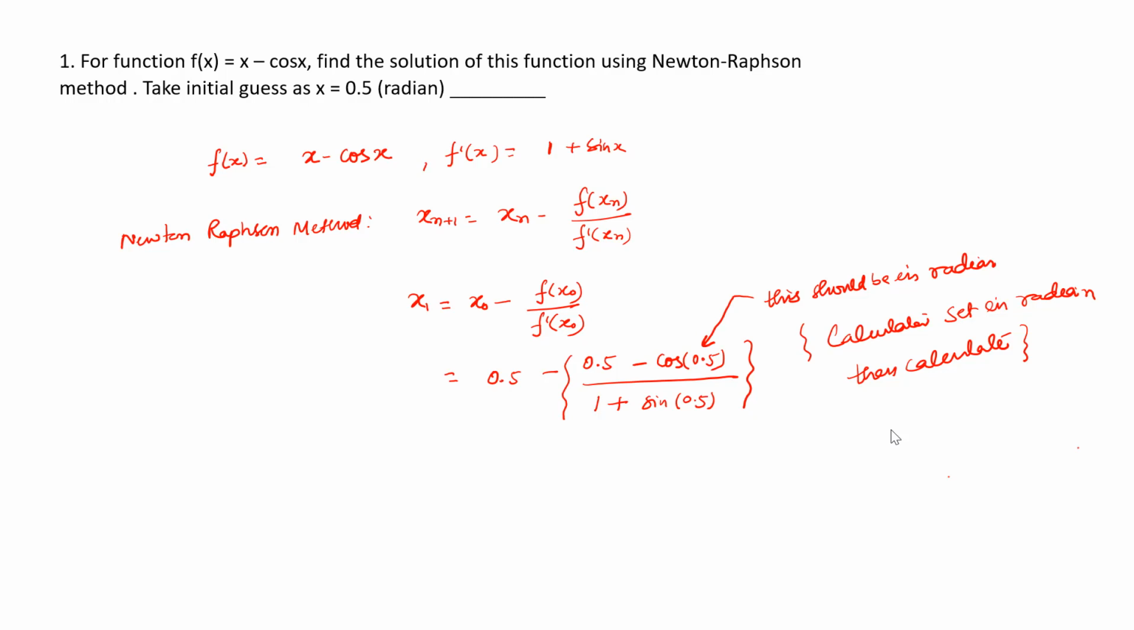According to the Newton-Raphson method, x(n+1) = xn - f(xn) divided by f'(xn). This is the formula which I have put here. While doing the calculation, you have to put 0.5 in radian. This point you should take care of, and the answer is left to you to calculate.